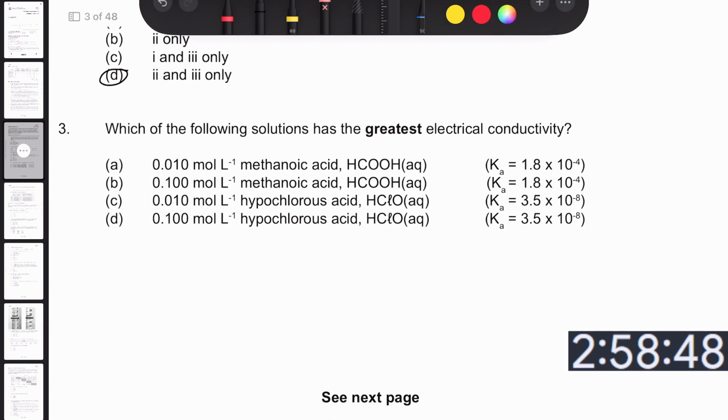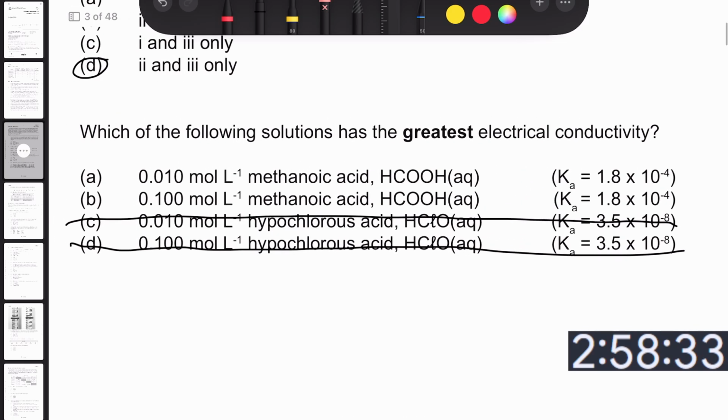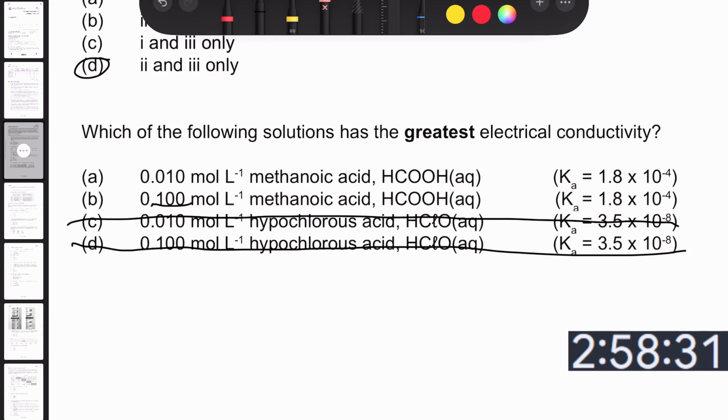Which of the following has the greatest electrical conductivity? So let's see, our Ka is too low here, so it's not going to be either of them. And here we have more moles per liter, so we're going to have more protons. And since electrical conductivity is just a movement of free ions, it's going to be B.